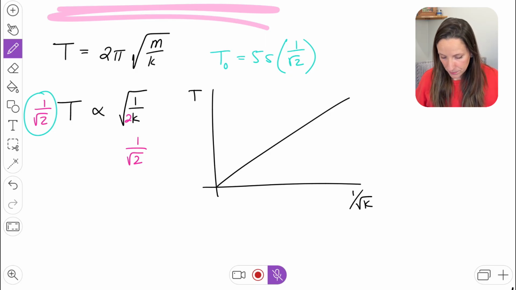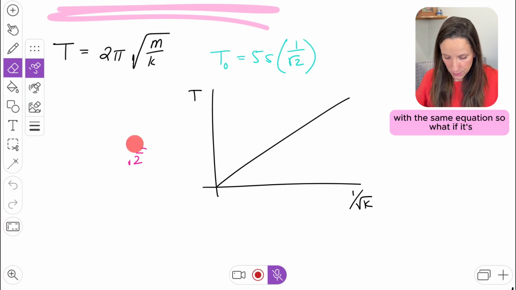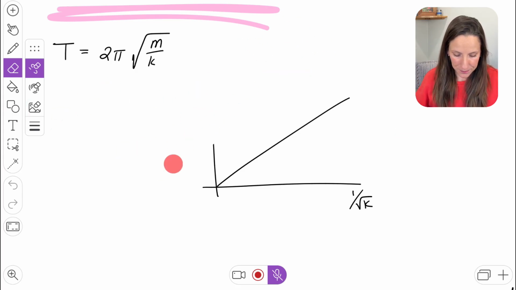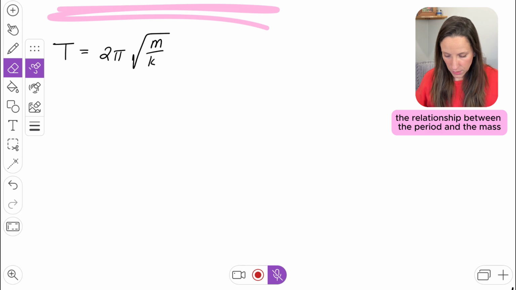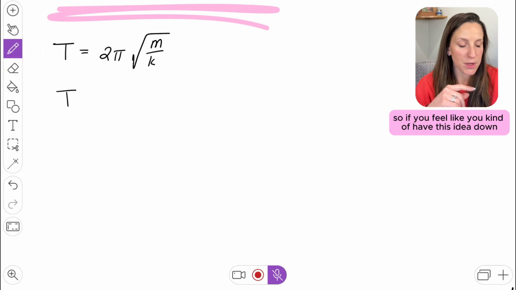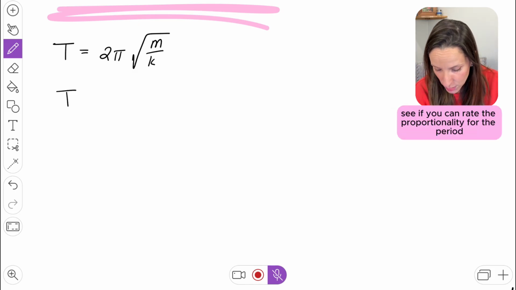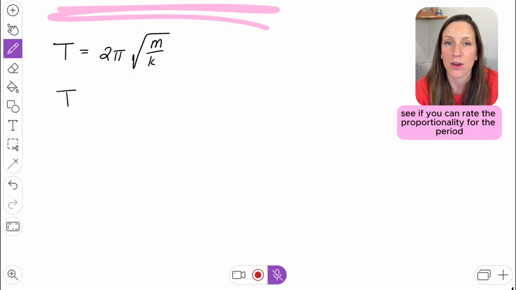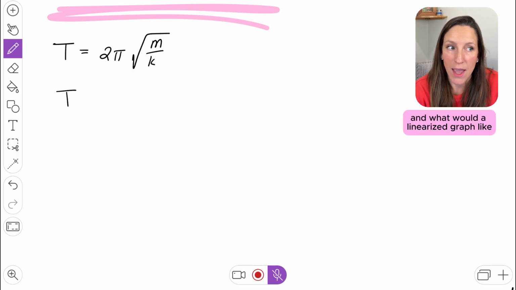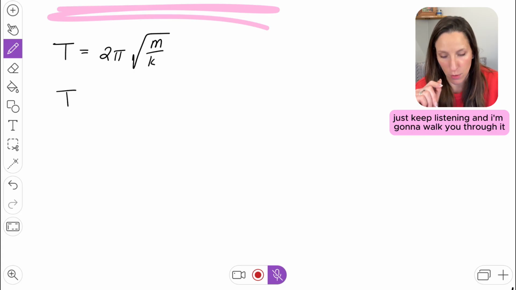All right, guys, we'll do one more quick one with this same equation. So what if we're talking about the relationship between the period and the mass? If you feel like you have this idea down, just pause the video here for a second. Try this one on your own. See if you can write the proportionality for the period and m, the mass. And what would be on your axes for a linearized graph of this relationship? Okay, pause it, try it. Or if you're not sure yet, just keep listening and I'm going to walk you through it.